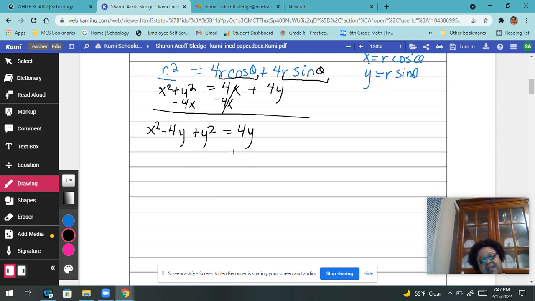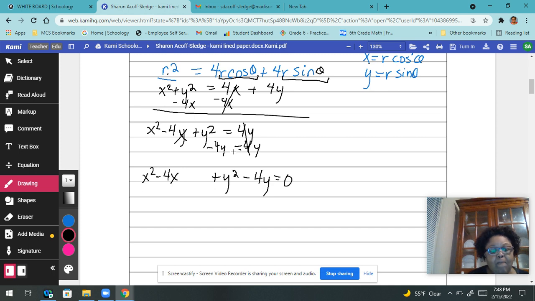Then I'm going to subtract 4y from each side. And this time I'm going to leave some space. That's like x. So I get x squared minus 4x, leave some space, plus y squared minus 4y equals 0. So what I did was I brought these over. And as you do these problems, get into the habit of remembering that when you bring something to the other side, it simply changes the sign.